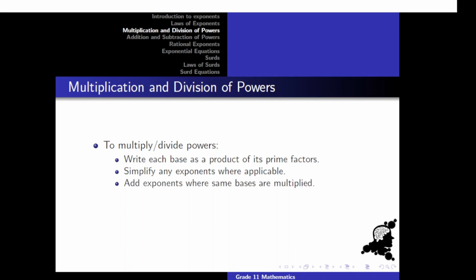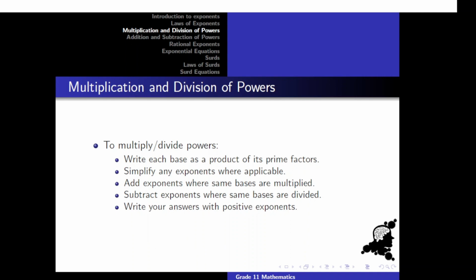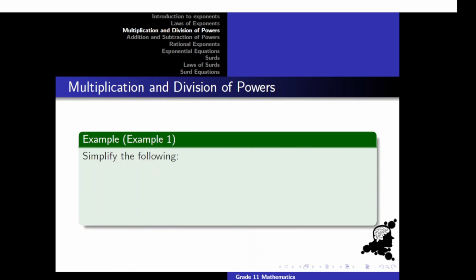We add exponents where we've got the same bases multiplied, because remember what we said about the laws of exponents. If we multiply numbers of the same base, we add the exponents. Wherever we've got bases dividing, we subtract the exponents. You write your answers with positive exponents. I know this was a lot said. Let's look at some examples.